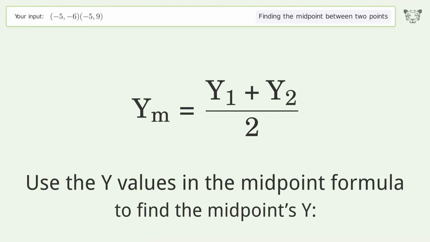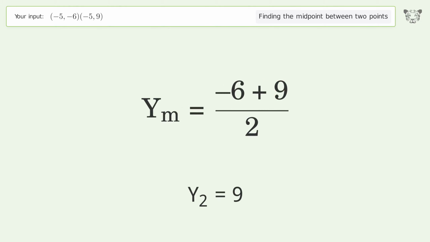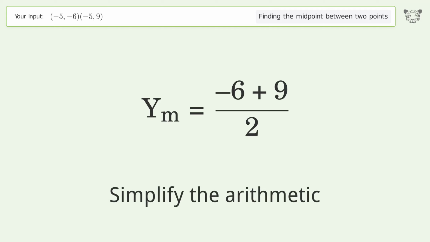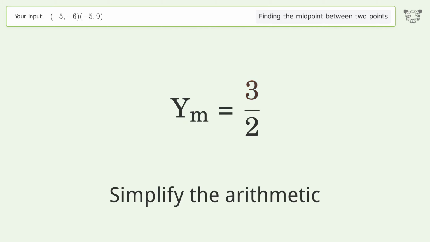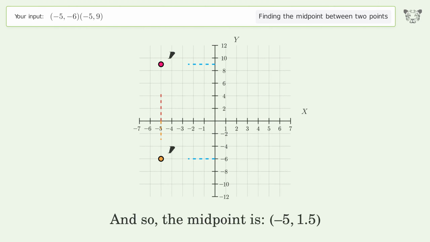Use the y values in the midpoint formula to find the midpoint's y. y1 equals -6. y2 equals 9. Simplify the arithmetic. And so, the midpoint is -5, 1.5.